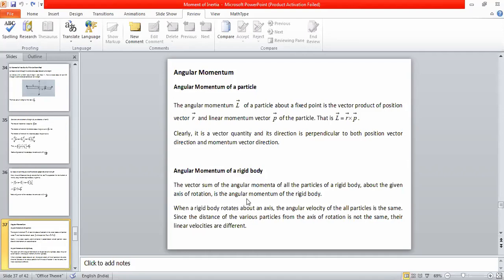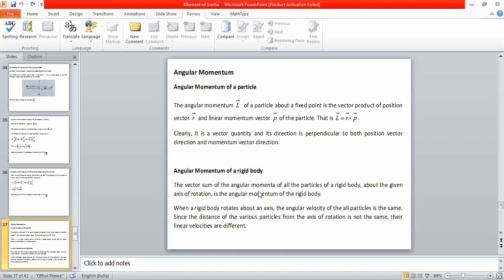What you have to do is find out the angular momentum of the first particle, angular momentum of the second particle, angular momentum of the third particle, etc. And please remember all these angular momenta, vector L1, vector L2, vector L3 for the first, second, third particle, and so on, are actually vector quantities. So since they are vector quantities, if you want to find the angular momentum of the entire rigid body, you have to sum up. It is not ordinary algebraic summation, it is actually vector summation. That's what I have written here.